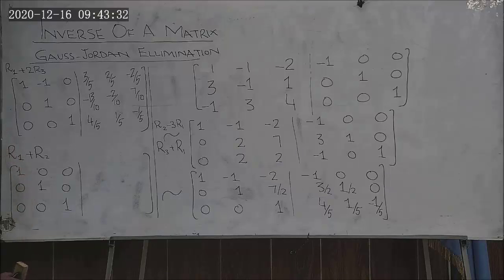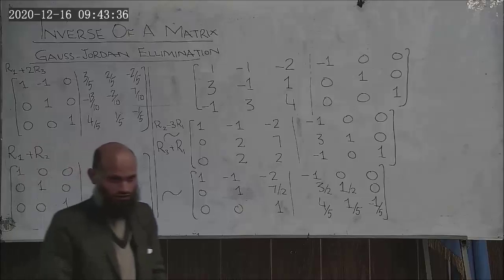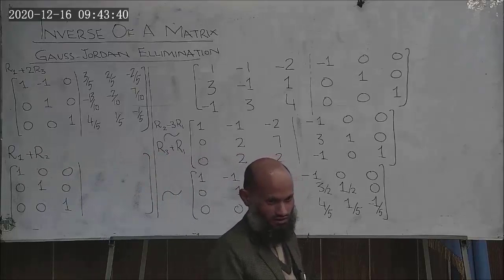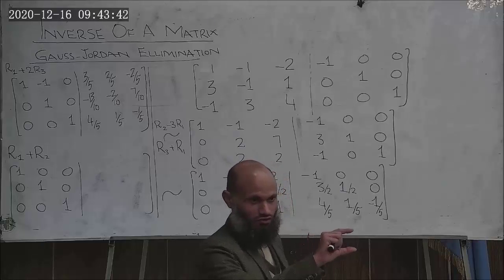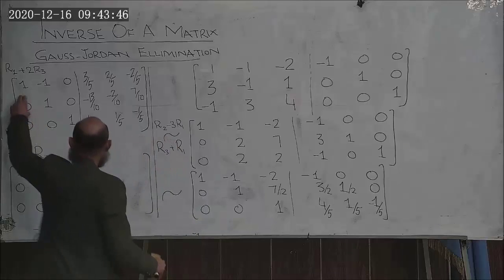So you can perform all three elementary row operations, whichever you want. If you want to multiply a row by a non-zero constant, you can do that. However, you have to multiply the entire row of this augmented matrix.